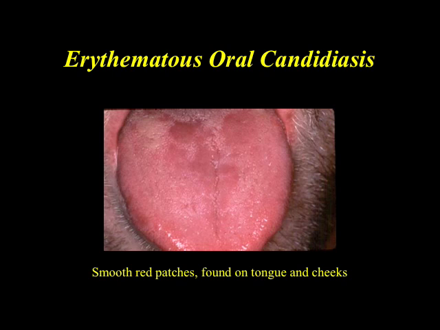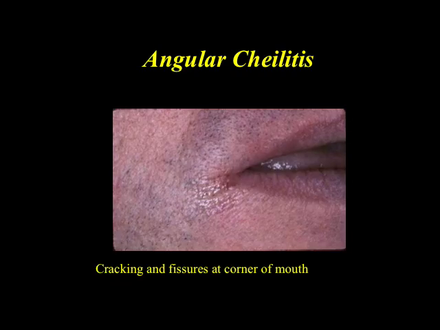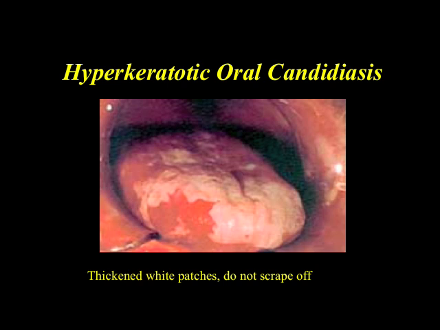Smooth red patches. Angular cheilitis, just the little cracks on the side of the mouth. It's not just vitamin insufficiency, as we've always been taught. Candidiasis alone can cause it, fungal infections. And hyperkeratotic oral candidiasis. This is something that I have seen several times. I don't know how many of you have seen it. And usually, if you have seen it, you will probably have gotten a biopsy just to be on the safe side, because it could of course be confused with oral hairy leukoplakia.